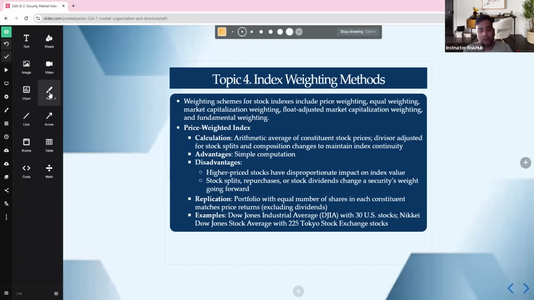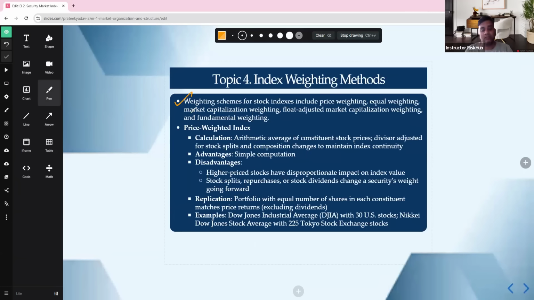Then we get into your index weighing methods. Index weighing methods, very important to understand is that all the methods you need to know have already been touched: your price weighted, your equal weighted, your market cap weighted, your float adjusted, your fundamental weighted. Think of this as how we assign weights to your stocks, right? When it comes to your price weighted, please remember very clearly, the calculation is the arithmetic average of constituent stock prices, divided or adjusted for stock splits and composition changes to maintain index continuity.